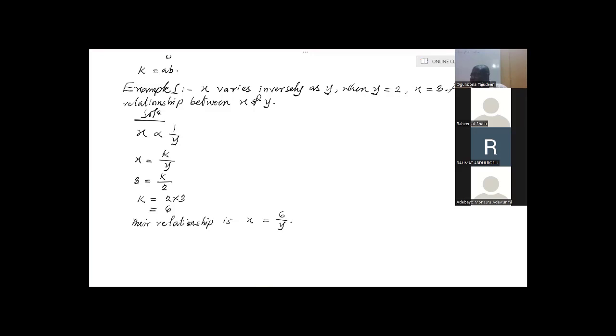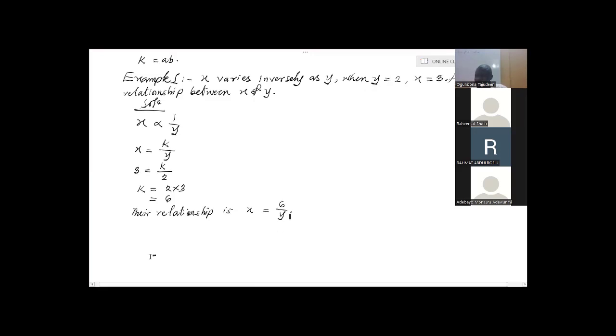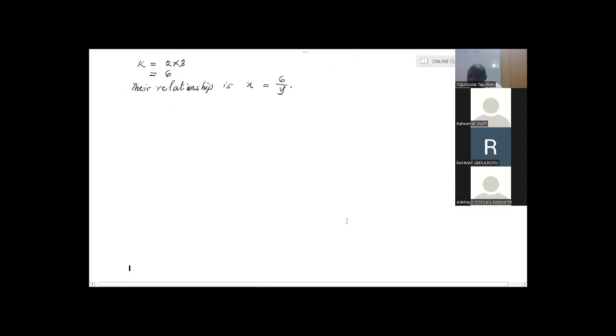Okay, now let's try another question. That will be example 2. Example 2 is rolling now. Now we have example 2. Example 2 goes thus.